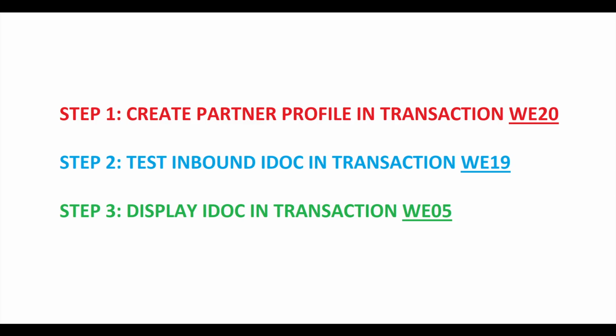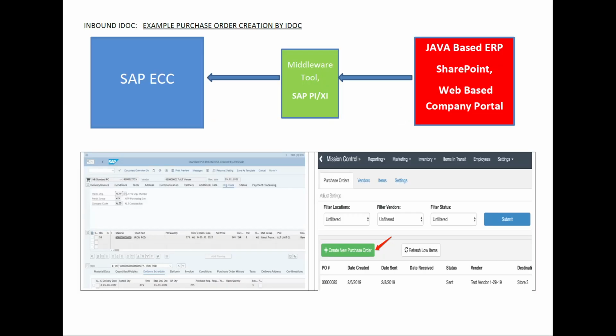Finally, we'll go to the third step, which is displaying the IDOC. For that, the transaction is WE05. It will display all the inbound and outbound IDOCs. We can say this is a monitoring transaction, or one that lists all the IDOCs. Now I'll show you in the SAP system how it is done.